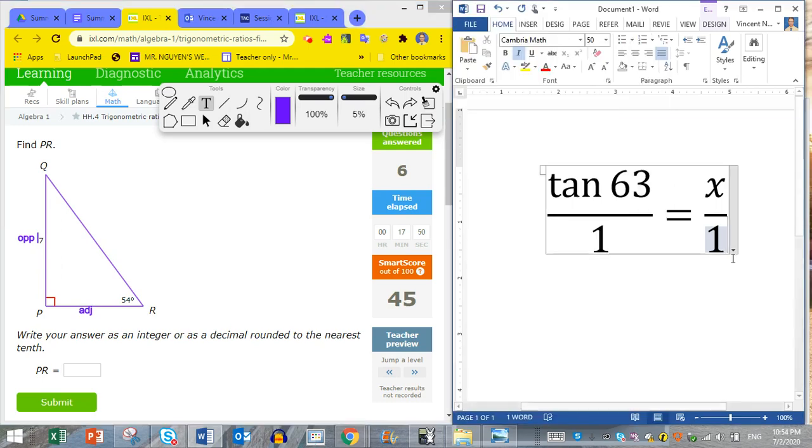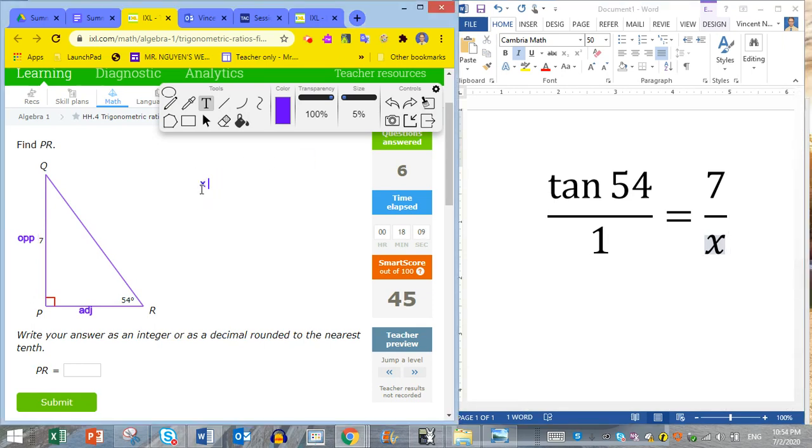So again, I have opposite and adjacent. I'm going to be using tangent again. This time, I'm going to use tangent of 54 degrees, and opposite is actually 7. So I know what opposite is. I don't know what adjacent is, so I'm going to put x there, right? So if I cross multiply this, I'm going to get x tangent 54 equals 7. And if I solve for this, it will be x equals 7 divided by tangent 54.